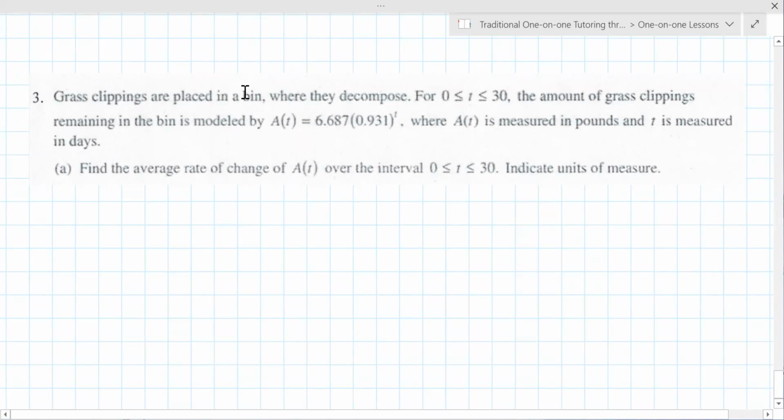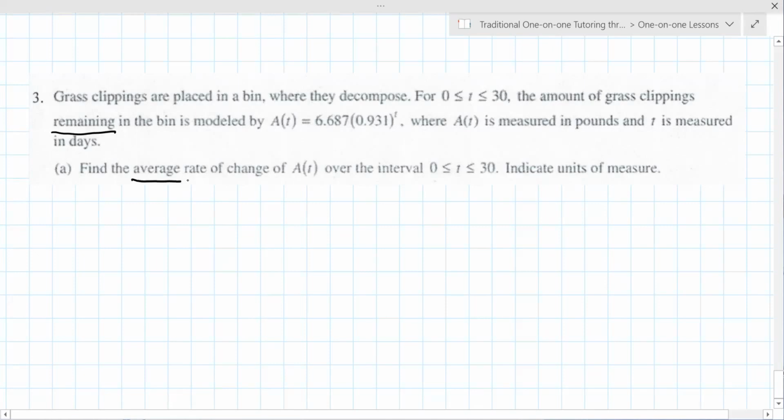Okay, so last question here, probably the same here. Grass clippings are placed in a bin where they decompose. So they're giving you variations on the same scenario. Like there's some that goes in, some that goes out. They're just giving you a different context, not a different equation. They say that the amount of grass clippings remaining, so that's taking into account both what's going in and out, is this right here.